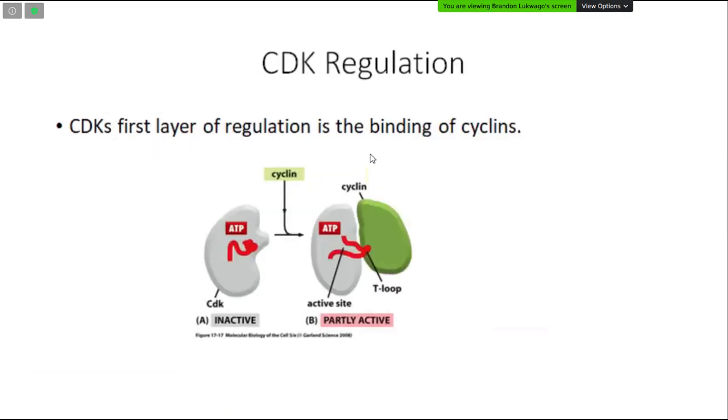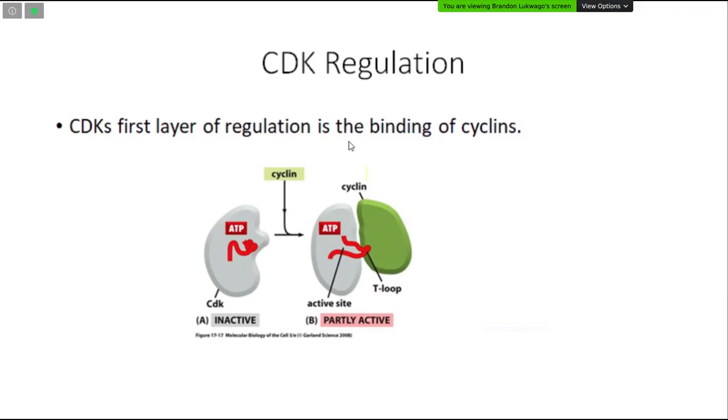So, CDK regulation. Like I mentioned before, CDKs have to be regulated because they're in high concentration. The cell always needs to have some type of control over the CDK so that they're not going and phosphorylating things and activating things ahead of time, because we know the result of that is usually cancer, tumors, or uncontrolled cell growth. So the first layer of regulation is the binding of cyclin itself.